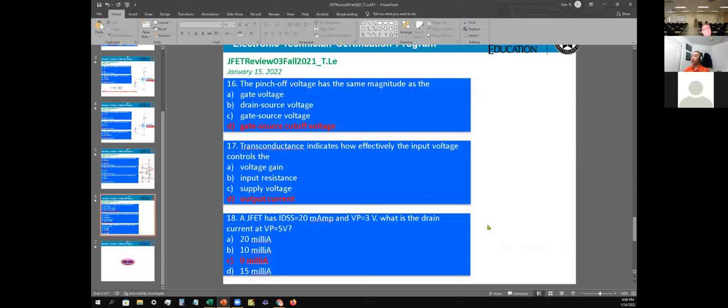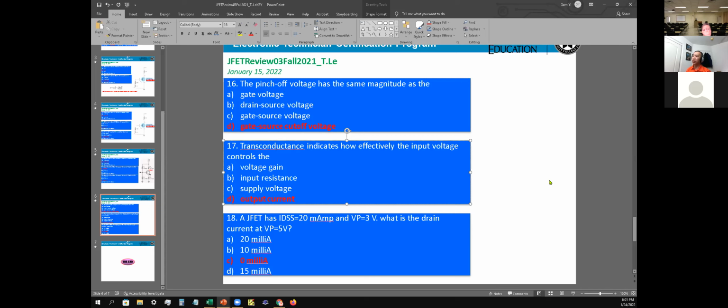Now number 16. The pinch-off voltage has the same magnitude as the VGS off at the cutoff. So it's the same magnitude, but the pinch-off is positive and this is going to be negative. Okay, the answer is D as in David for number 16.